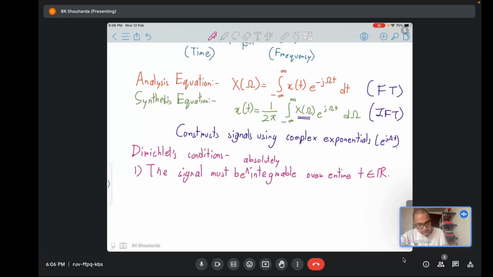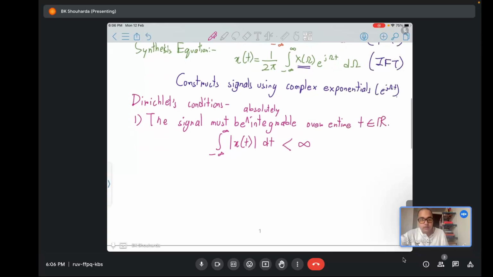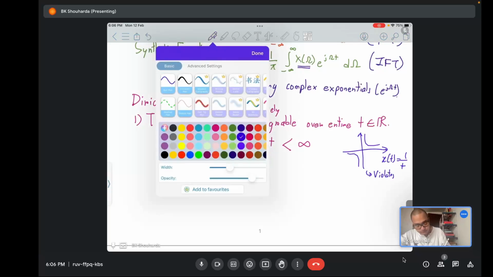What does that mean mathematically? It means that if I take the magnitude of the signal, integral of |x of t| dt, this should never blow up to infinity. So what is an example of a signal that is not absolutely integrable? For example, a signal like x of t equal to 1 upon t. This violates this condition.